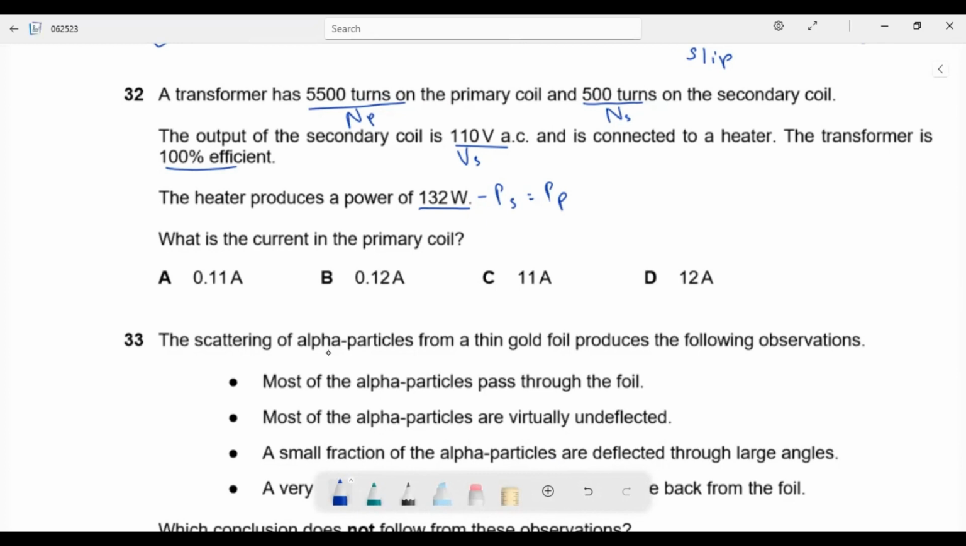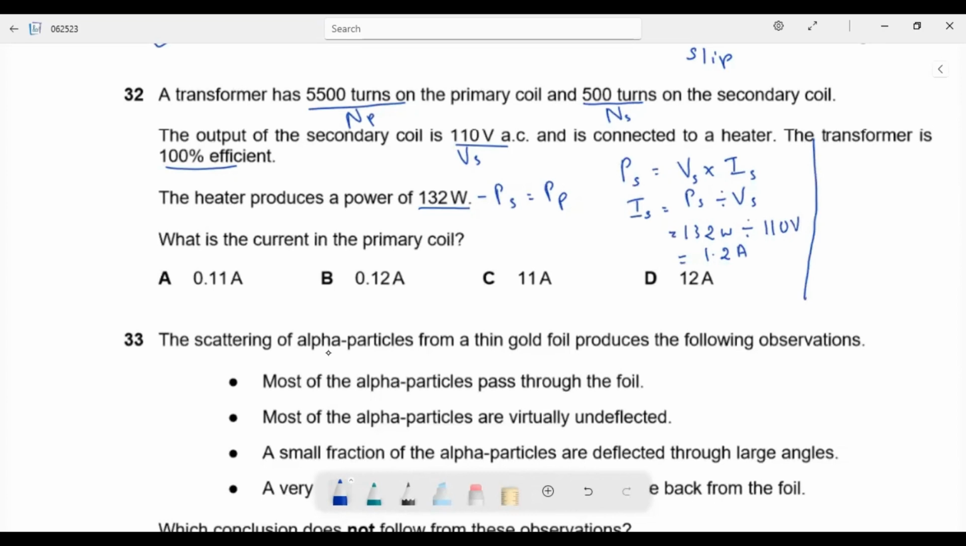So first we will find the current in the secondary. Power can be written as voltage times current. So we know the power in the secondary, that is PS equals VS times IS. We need to find the current in the secondary. IS can be written as PS divided by VS. PS is 132 watt divided by voltage in secondary, 110 volt. We will get the answer 1.2 amps. Next, we will find the current in the primary.